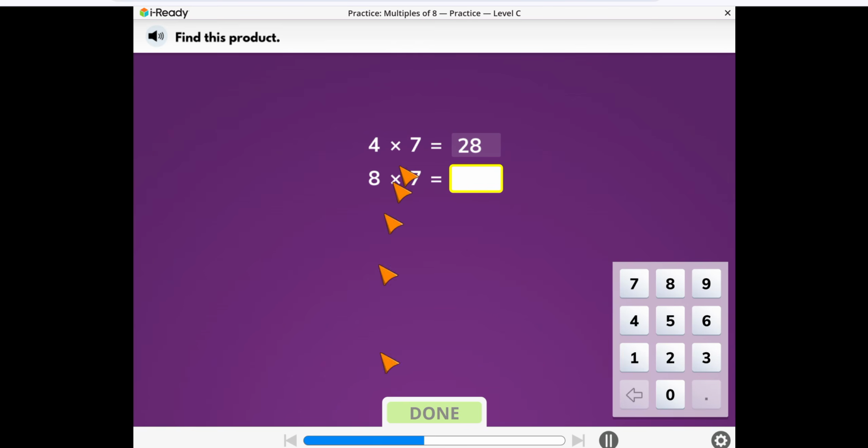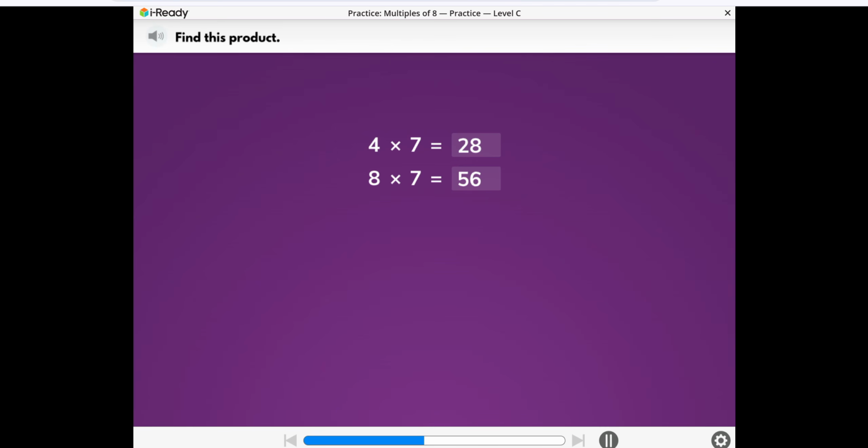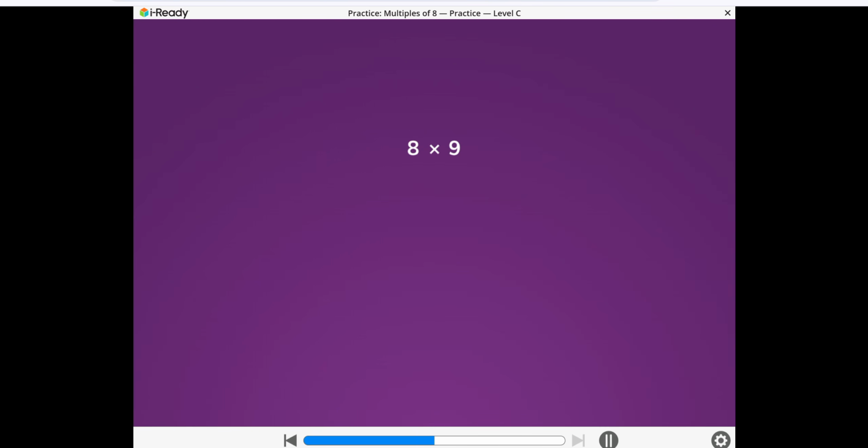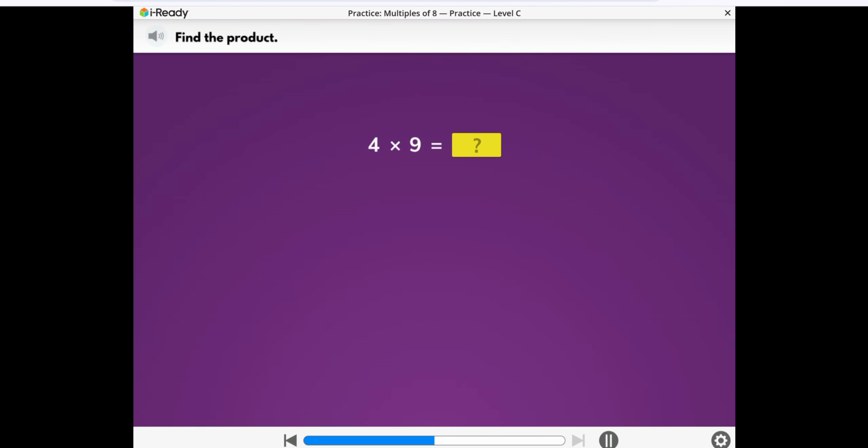So 8 times 7, that's rocking it. 8 times 7 equals 56. 56. 8 times 7 equals 56. Let's find 8 times 9 by looking at 4 times 9 first. Find the product.